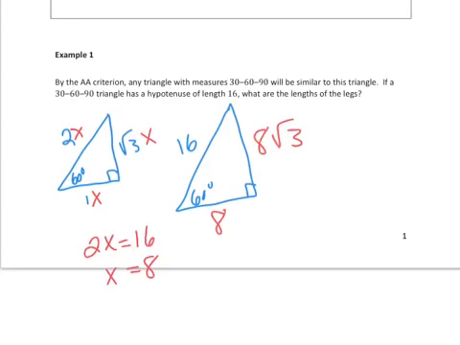You can check your work by understanding the ratios again. The ratio of the hypotenuse to the shorter side is always going to be 2 to 1, just like over here, 2 to 1. And the ratio of the longer side to the shorter side is going to be radical 3 to 1. So 16 divided by 8, that's the same ratio as 2 to 1. 8 radical 3 divided by 8, that's radical 3 to 1, so it all checks out.